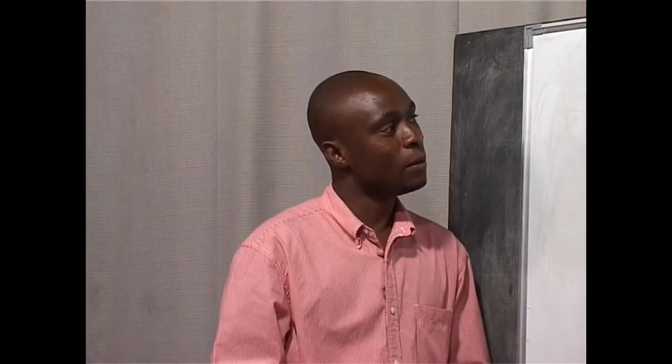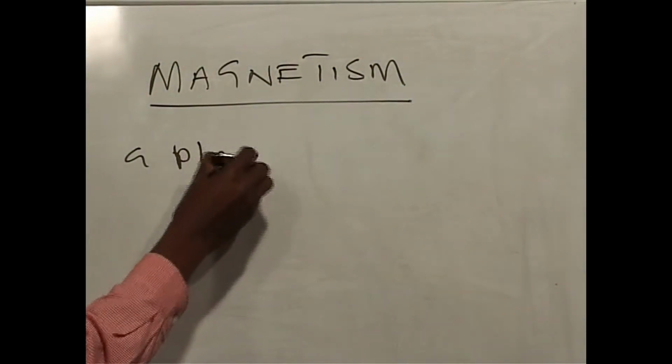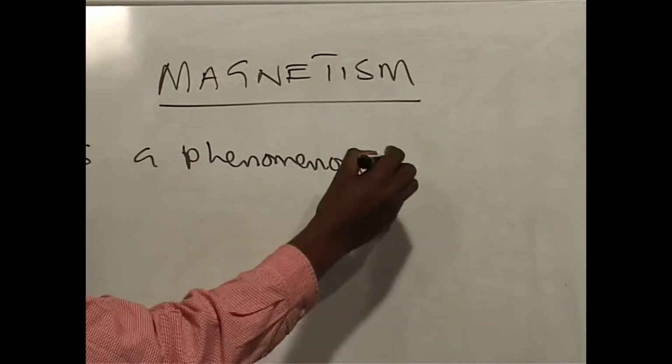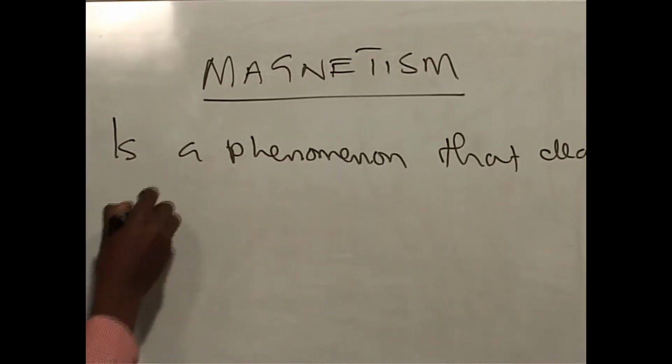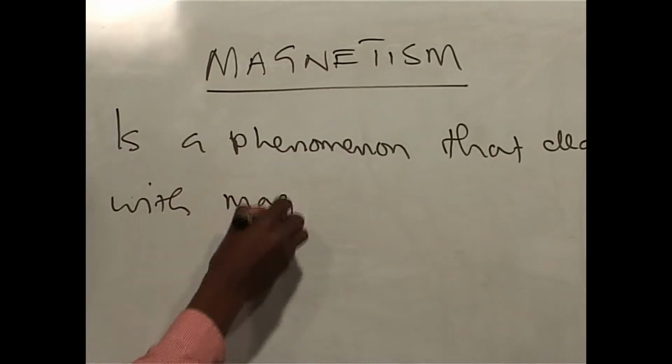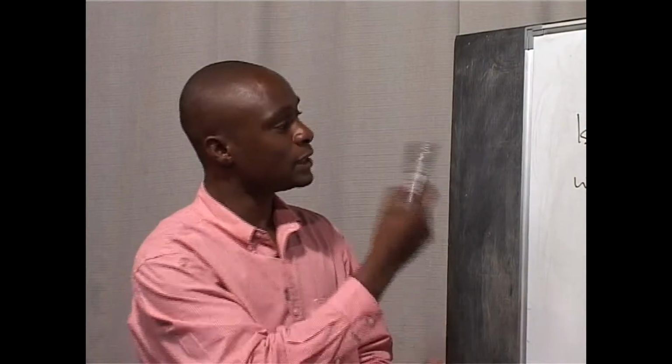What is magnetism? Magnetism is a concept, or it is a phenomenon that deals with magnets. I'm saying magnetism is a phenomenon or a concept that deals with magnets. So we are saying magnetism is a phenomenon that deals with magnets.